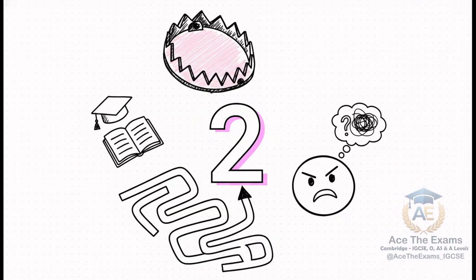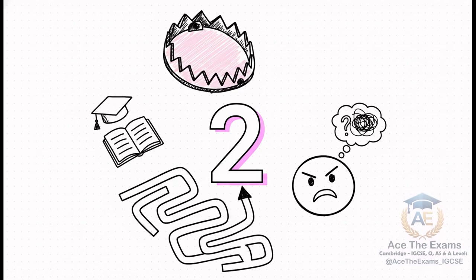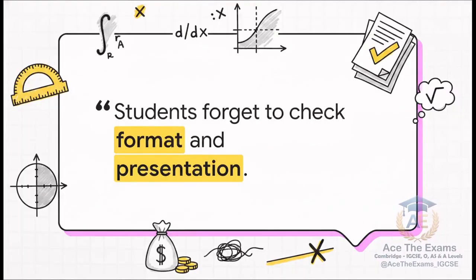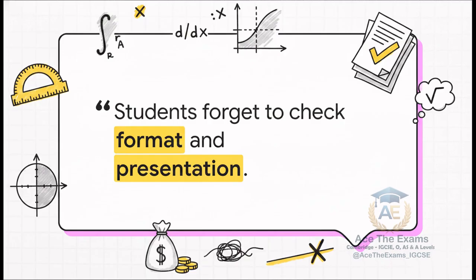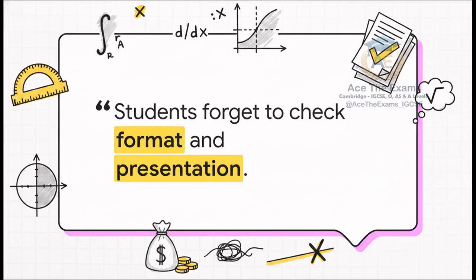Moving right along to trap number 2. This is perhaps the most easily avoidable mistake on the entire paper. Trap 2. Students forget to check format and presentation. Listen, presentation follows incredibly strict conventions in additional mathematics. It's not just about getting the right answer, it's about how you say it.